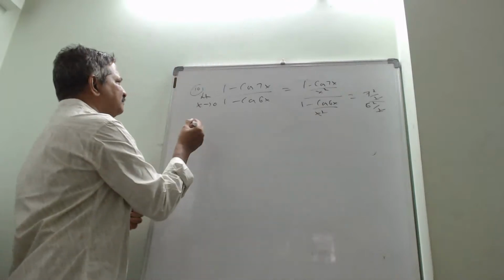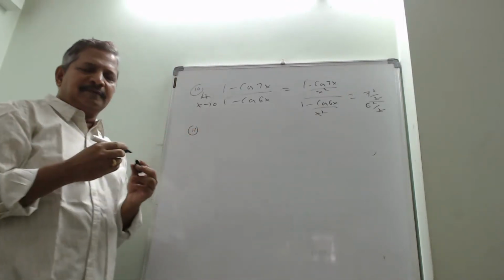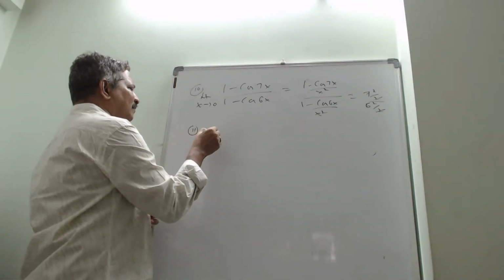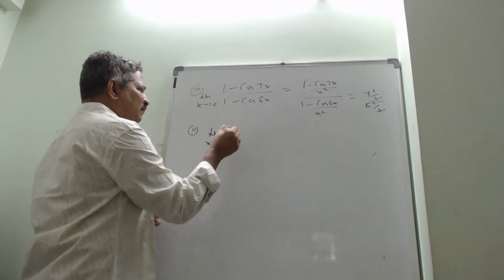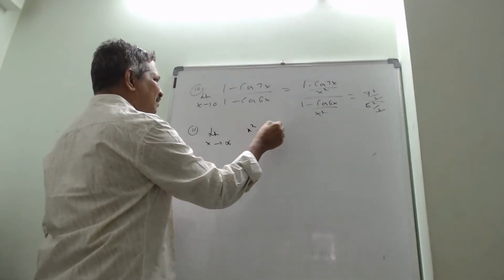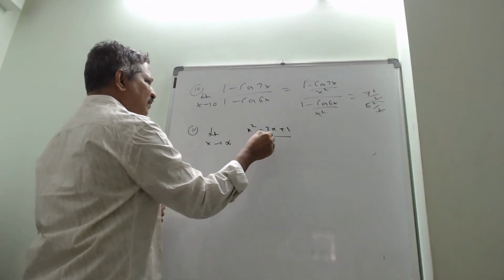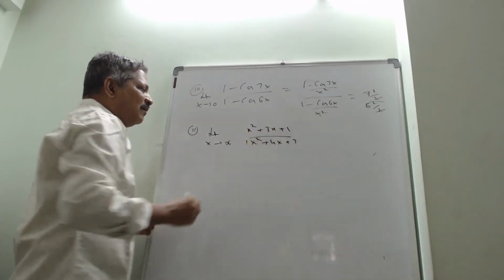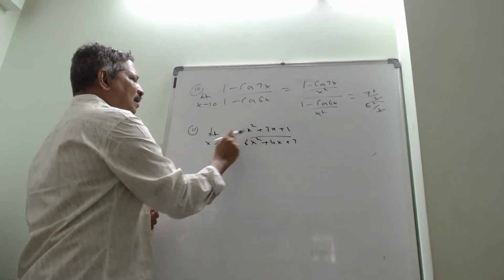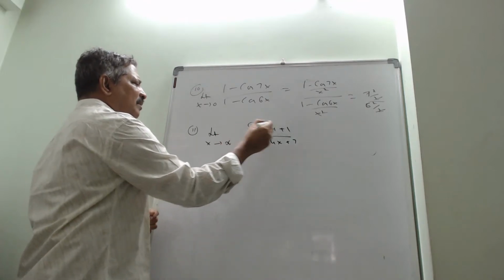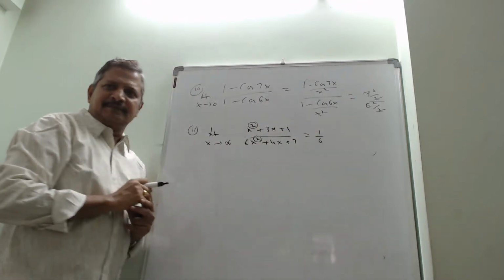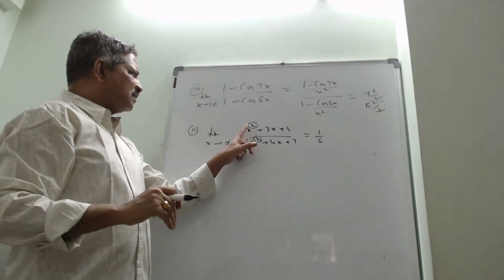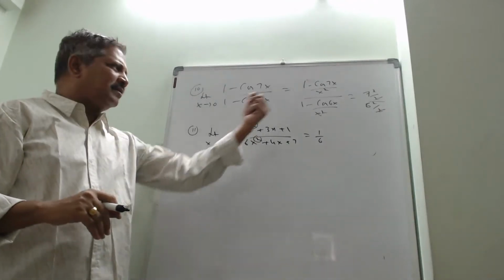Now coming to the limit as x tends to infinity problems. Oral problems, like x square plus 4x plus 7. If at all the highest coefficients of numerator and denominator are equal, the answer is 1 by 6. No change. The highest coefficient of x square over the highest coefficient of x square, you will write, that is the answer.